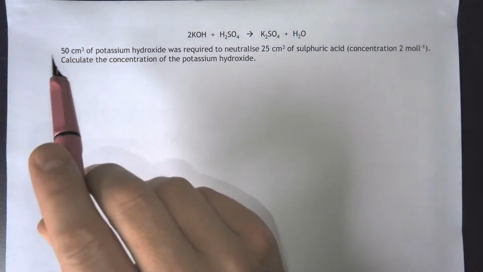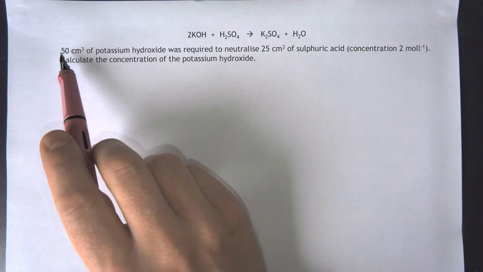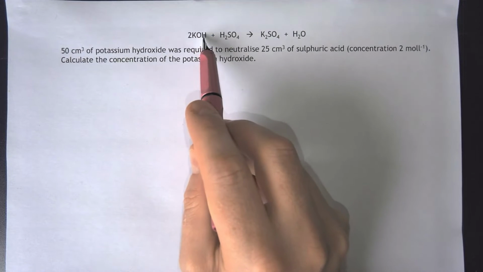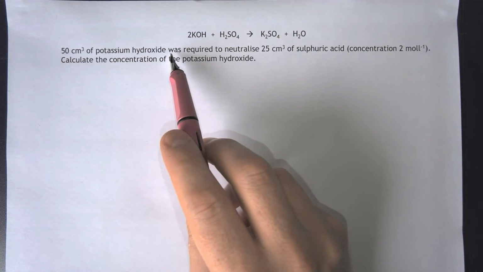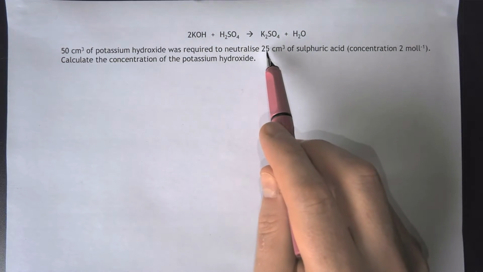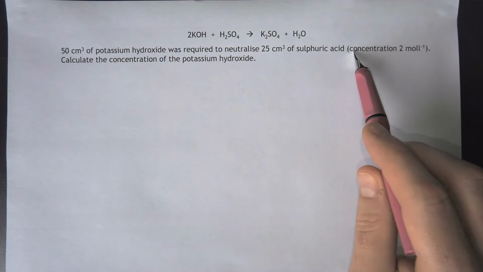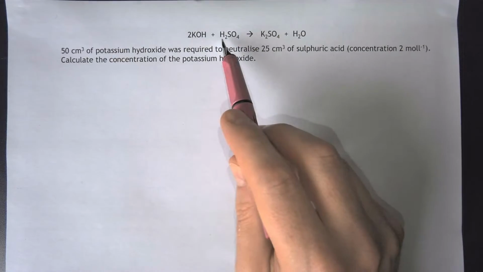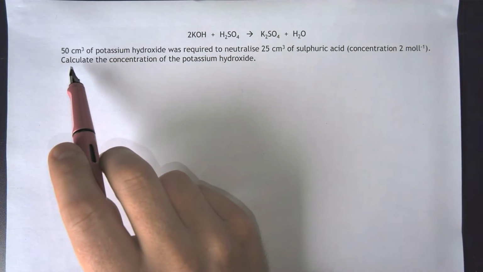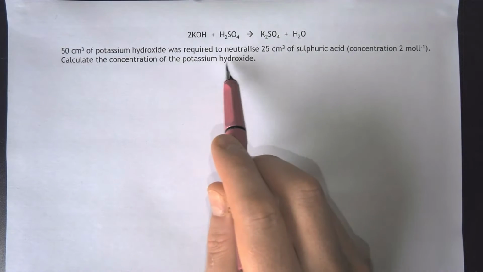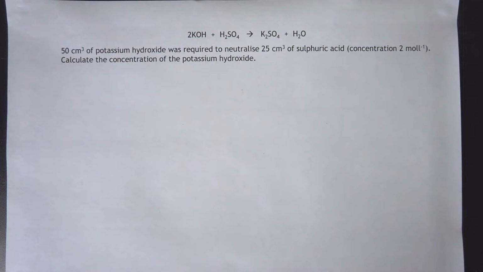So in this particular question, you've been told that you've got 50 cubic centimetres of potassium hydroxide, which is this thing here. And you've been told that that was required to neutralise 25 cubic centimetres of sulfuric acid, which is this thing here. And you've been told the concentration of the sulfuric acid as well. And you've been asked to calculate the concentration of the potassium hydroxide, which is this thing here.